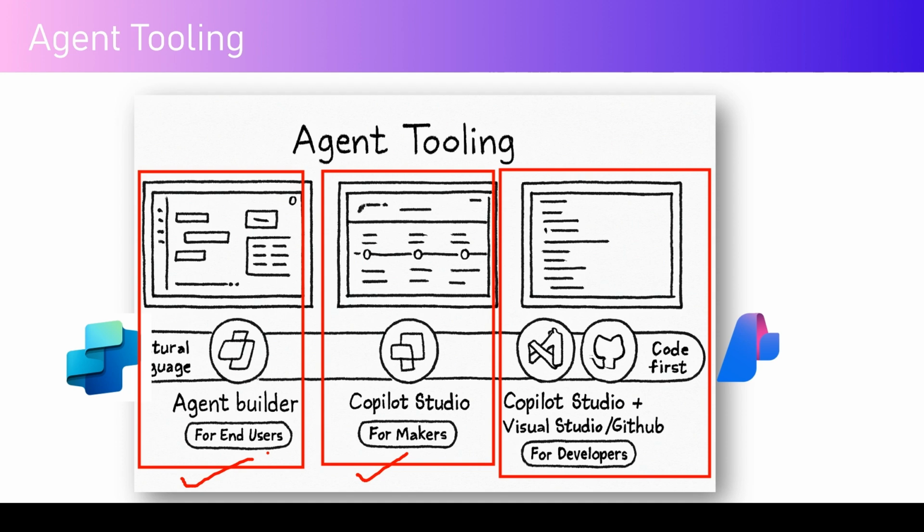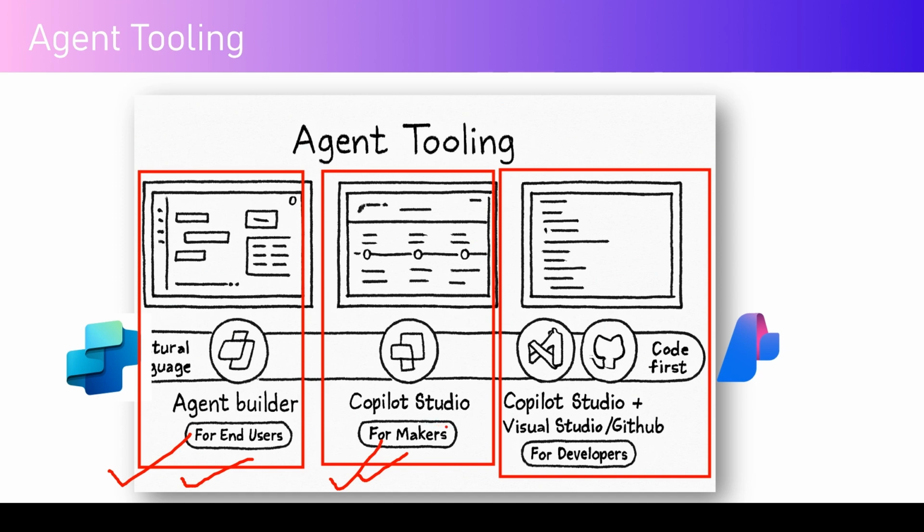So if you are very new to building an agent, you start with the agent builder. You have a limited set of capabilities, but once you gain that understanding of the nitty gritty of an agent, you can start using Copilot Studio. That means the makers are much more advanced than the end users to build an agent.